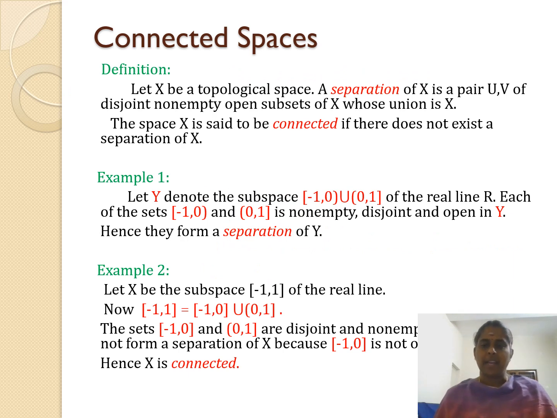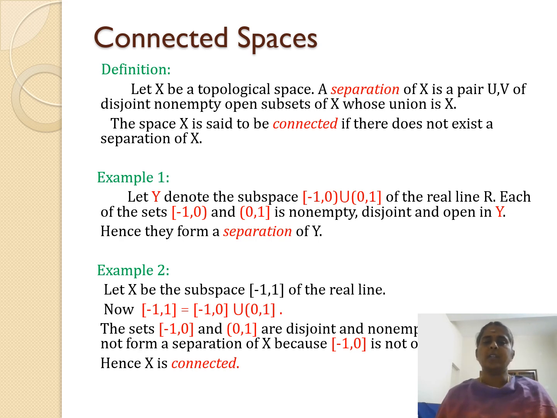Hi everyone. In this video, I am going to explain the concept of connectedness in topological spaces. Let X be a topological space. Then X is called separated if X is the union of two disjoint non-empty open subsets of X. That is, if U and V are two disjoint non-empty open subsets of X, and if X equals U union V, then X is called separated.